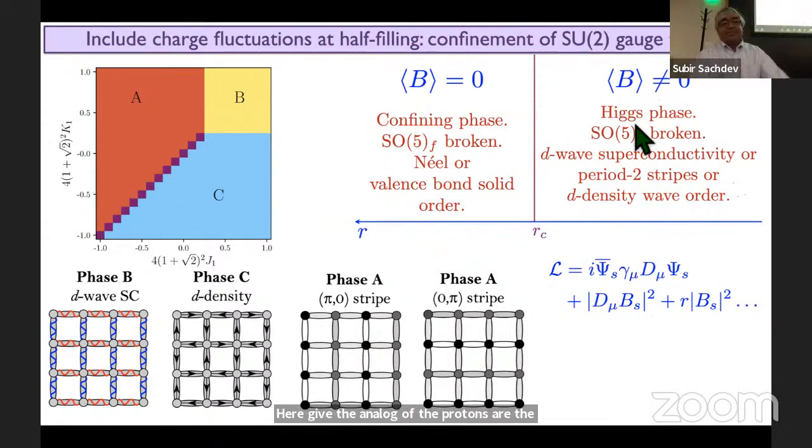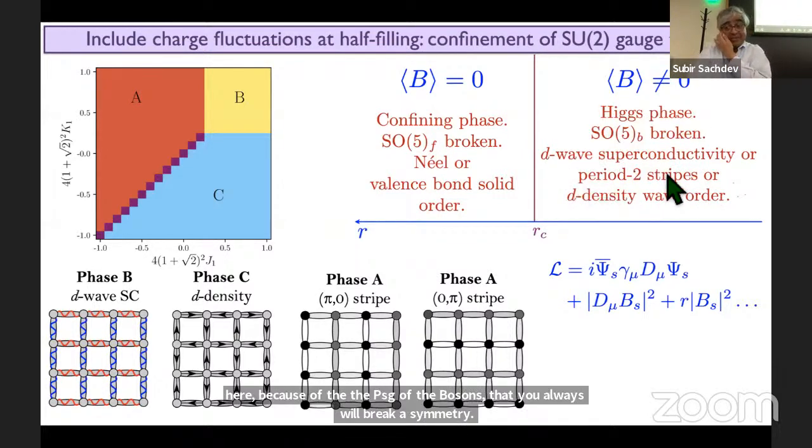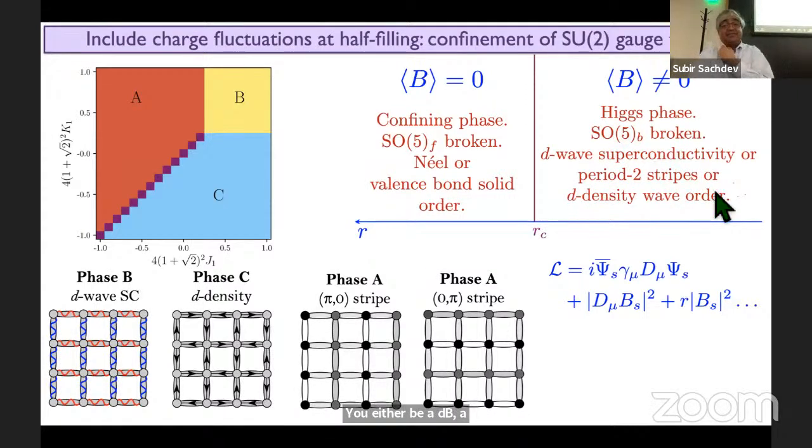This side is where you condense the Higgs field, which is fundamental of SU2. There it is more like the weak interactions. Now, the weak interactions, however, don't break any symmetry. That's simply the nature of the weak interactions. But here, because of the PSG of the bosons, you always will break a symmetry. You will either be a D-wave superconductor or period two stripes or the D-density wave order.